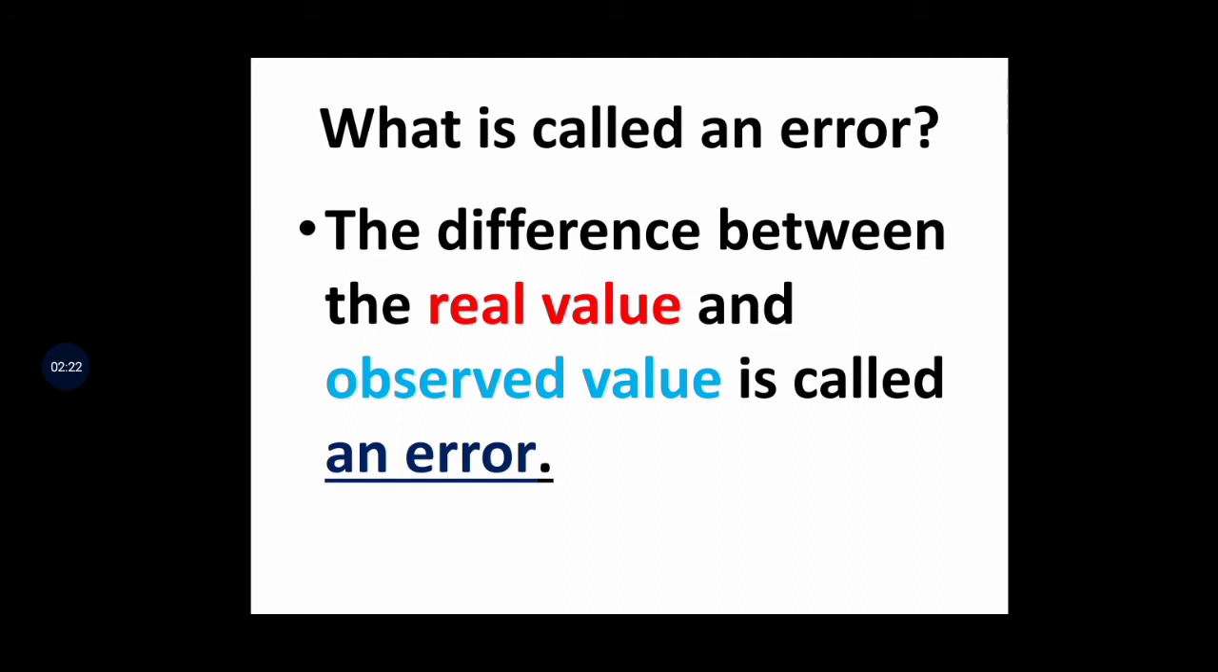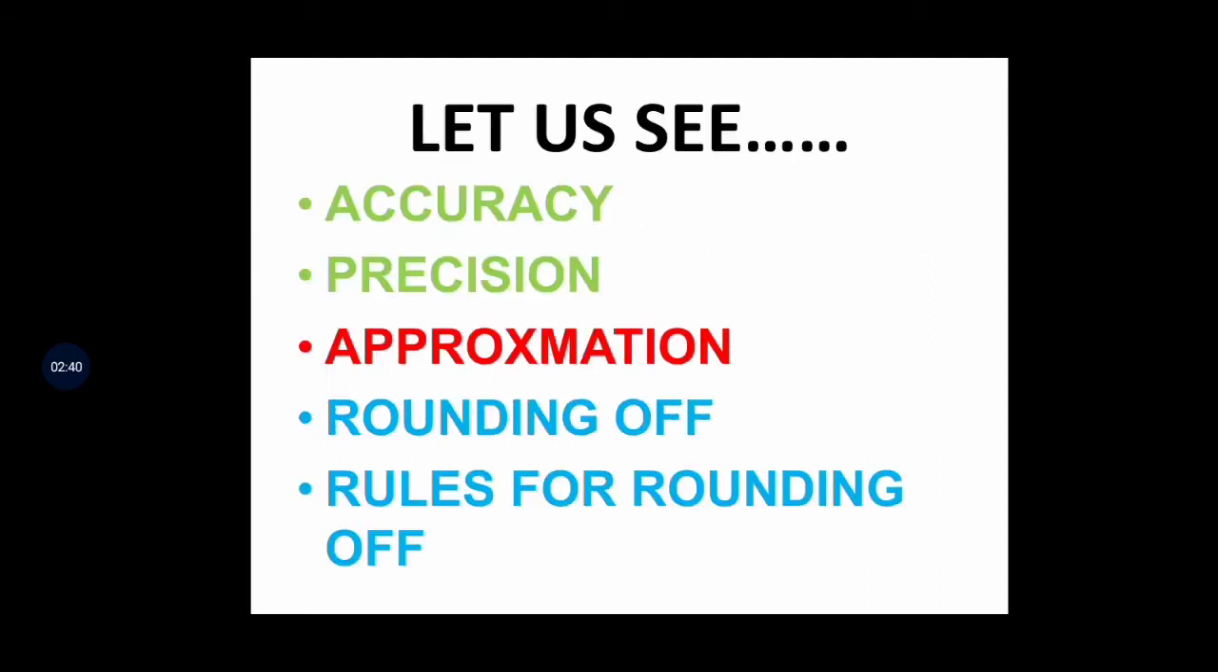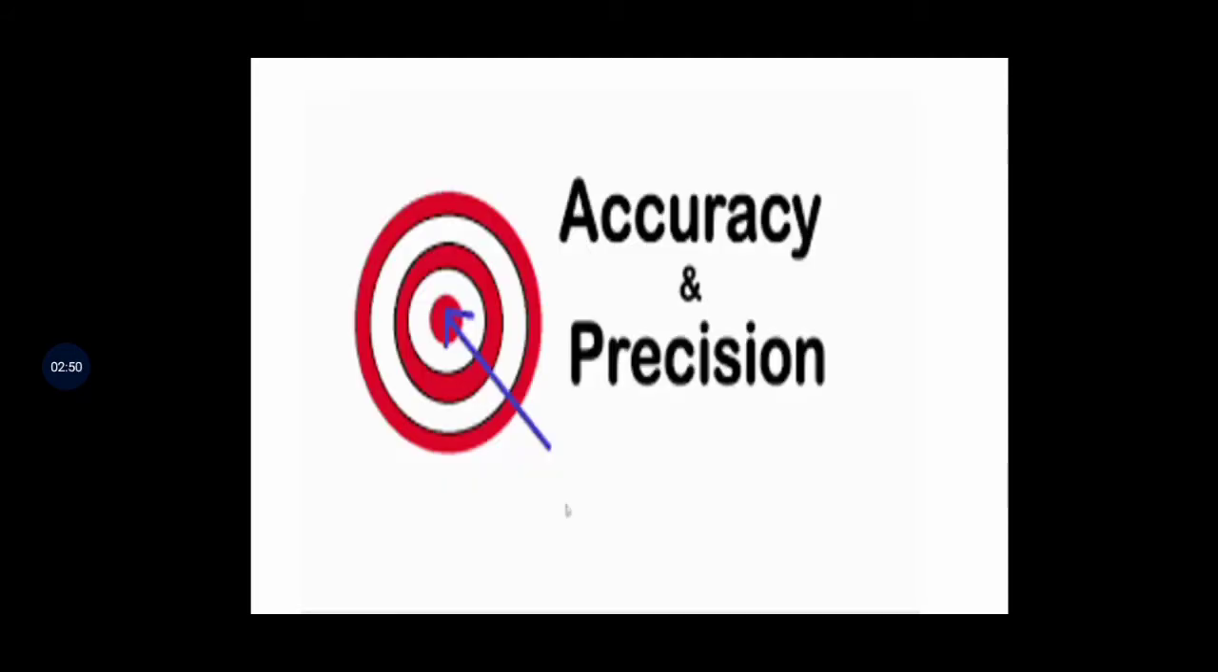So what is called an error? The difference between the real value and observed value is called an error. So in order to overcome these errors, it is necessary to know certain concepts in measurements that we are going to see in this class. So let us see accuracy and precision, approximation, rounding off and rules for rounding off.